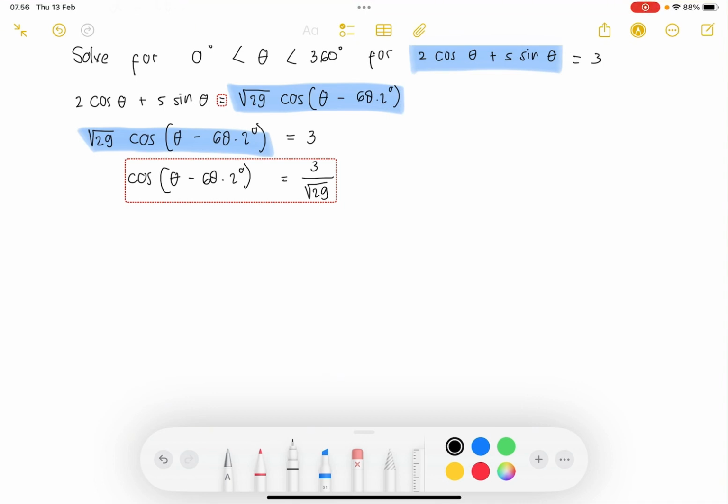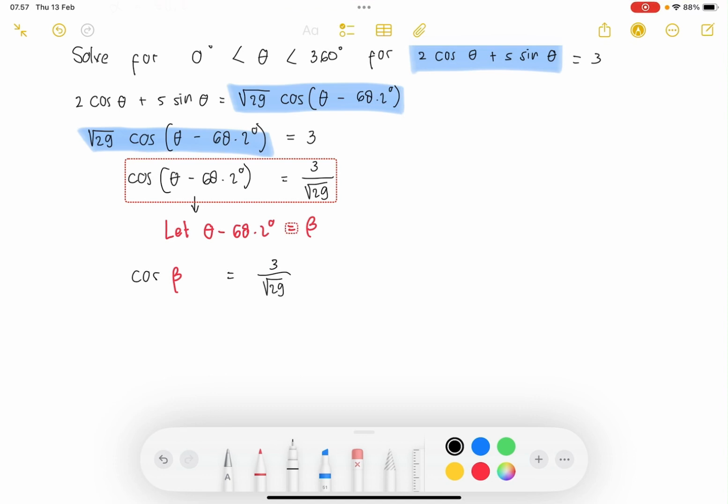Now, after that, I told you before, we have learned this before, right? In pure math 2. How are we going to solve it? Remember, to solve it, we let this one become one angle only. Let theta minus 68.2 degrees become beta. So we will have cos beta equal to 3 over root 29.